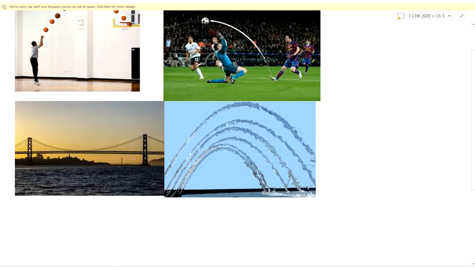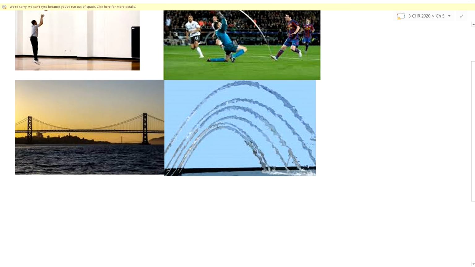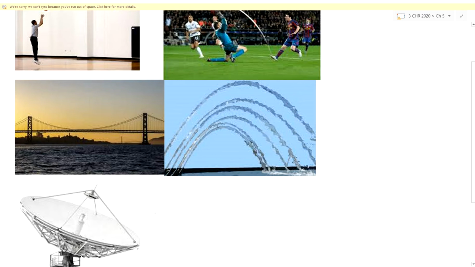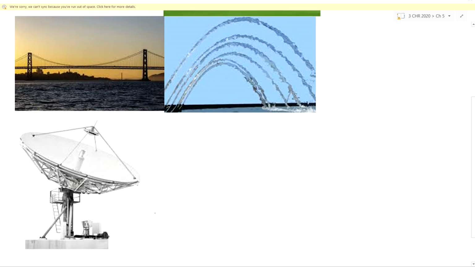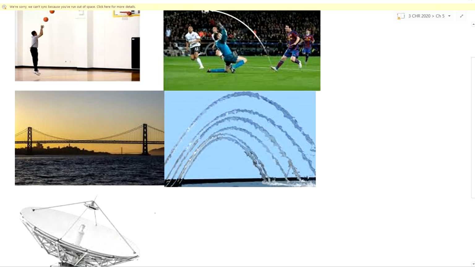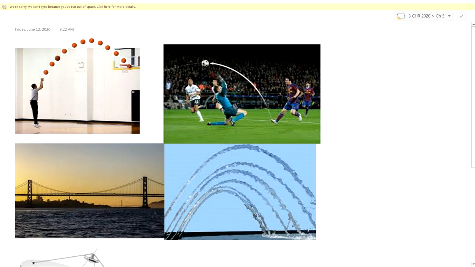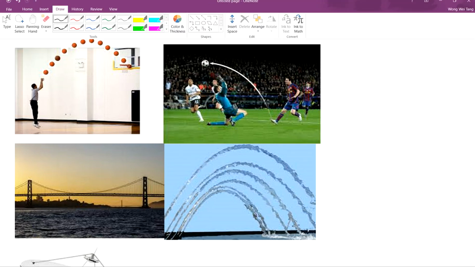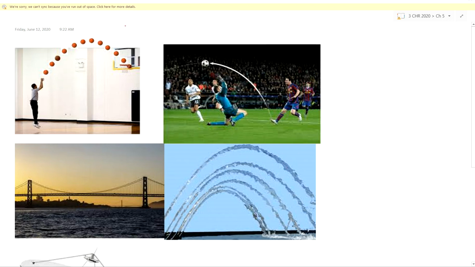Over here we've got a bridge, and it is supported by some cables. Okay, we see the similar curve again. Another example over here is a satellite dish. Can you find the curve? The similar type of curve. Okay, so all these 5 images over here, they are real world examples of a shape called a parabola.